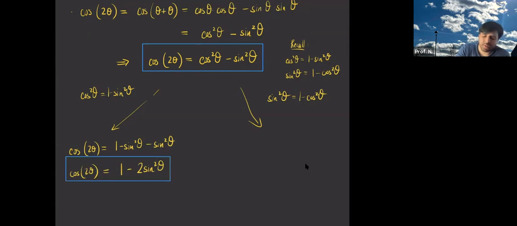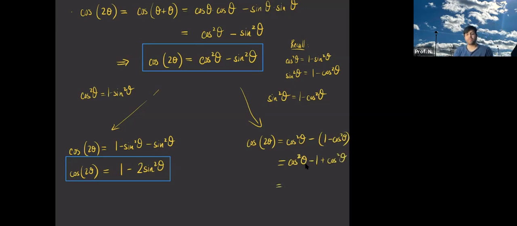Or I can replace sine squared theta instead of cosine squared theta. So what happens when I do that? Cosine of twice the angle is equal to cosine squared theta minus parentheses 1 minus cosine squared theta. And then I distribute the negative sign and I get cosine squared theta minus 1 plus cosine squared theta. But cosine squared plus cosine squared theta is 2 cosine squared theta minus 1. So this is my other version.